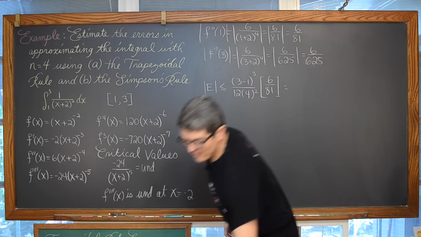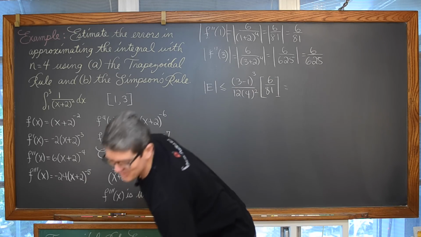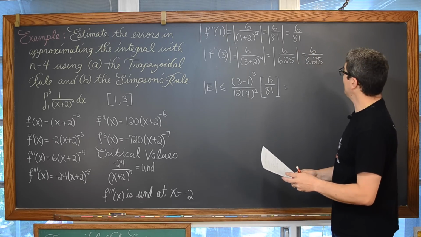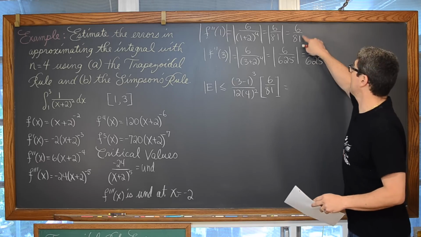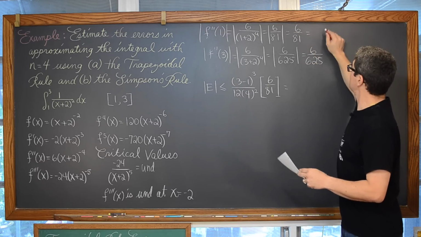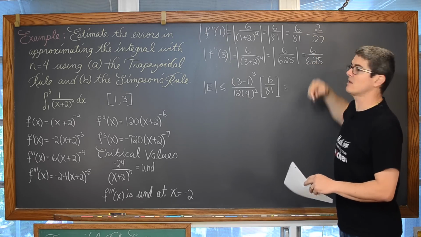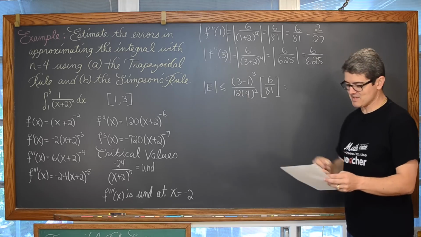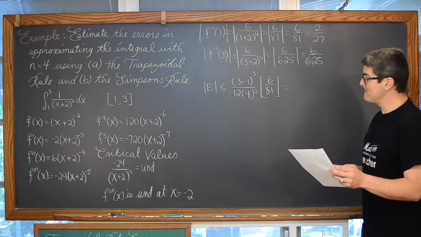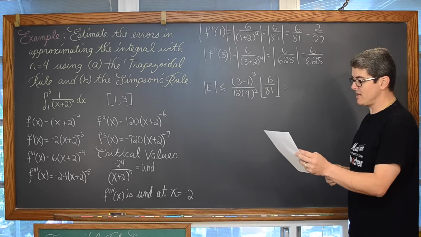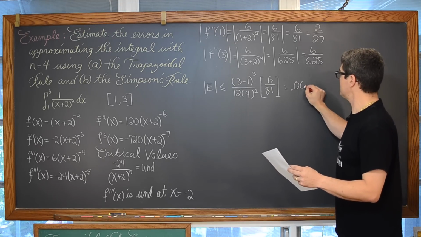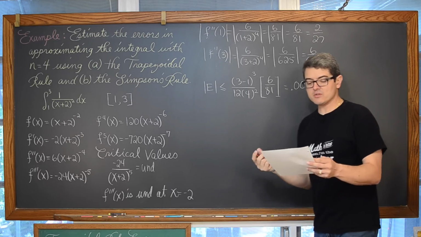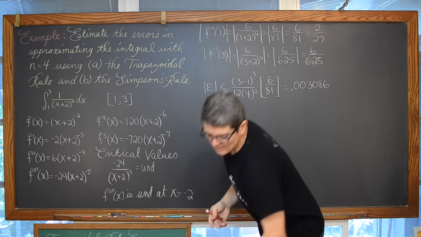And right off the top of my head, I'm not going to do that. Oh, I see here in my notes, I didn't reduce that. 6 over 81 reduces down to be 2 over 27. I should have seen that they were both divisible by 3. So that reduced, and this whole thing comes out to be an error, the absolute value of our error is going to be less than or equal to 0.003086.